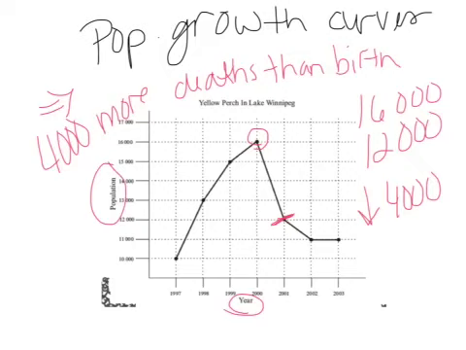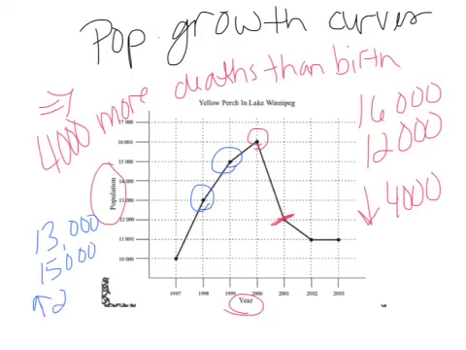For instance, if you came and you looked at 1998 to 1999, you have 13,000 to 15,000. So now you had an increase of 2,000. So you'd have 2,000 more births than you did deaths.